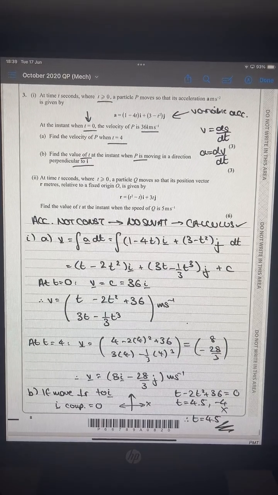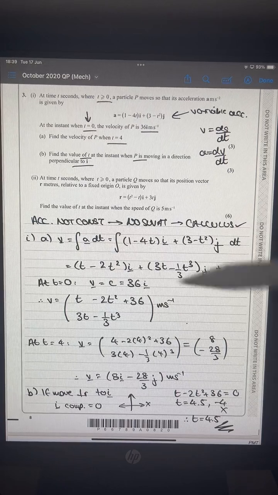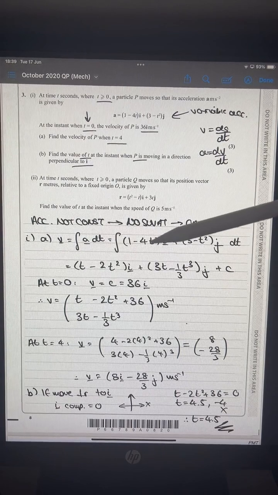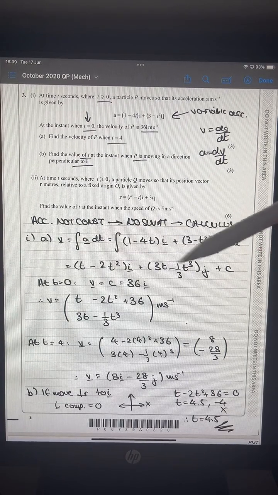How'd you get 2t squared from 4t if you're integrating? Over there. So you increase the power of t by 1, so it goes from t to the 1 to t squared, and you divide the coefficient by the new power, so it's negative 2.